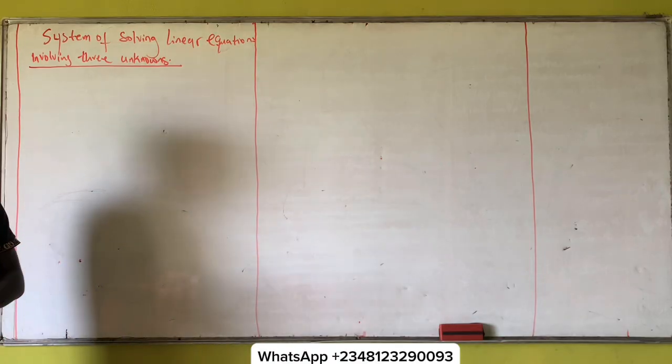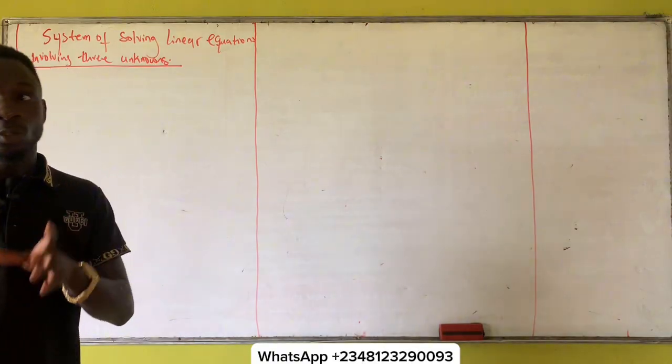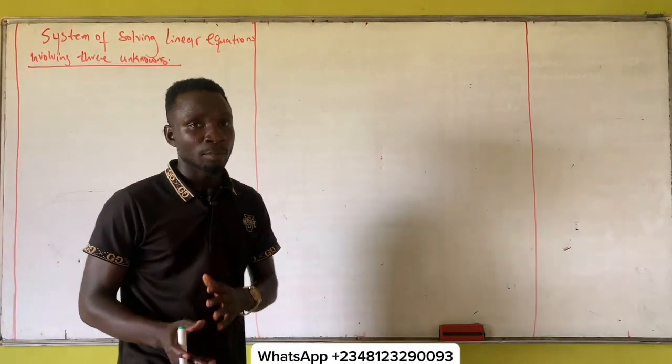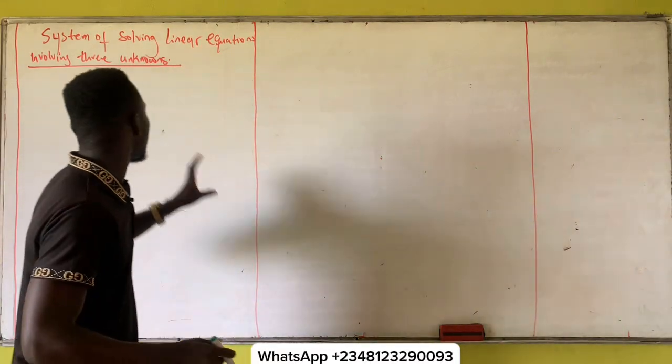We all know linear equations, right? We have simultaneous linear equations, which we have two methods of solving. One of the methods is the elimination method, and the other one is the substitution method. Now let's look at the one involving three unknowns.